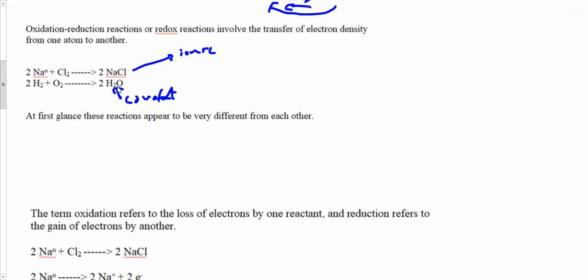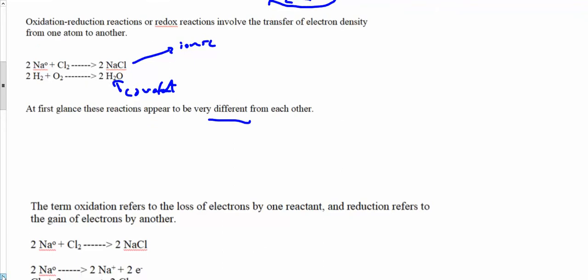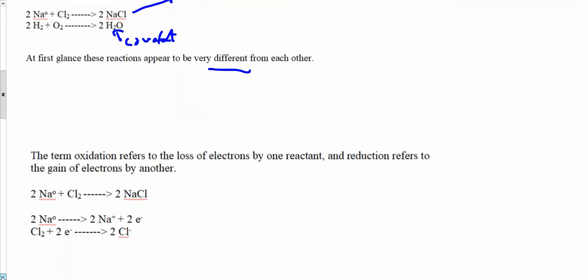How is this thing a redox reaction? Because these two reactions, just like it says here, at first glance, they're very different, and they are. It's hard to believe that this is a redox reaction, but it is. So let's take a look at that.